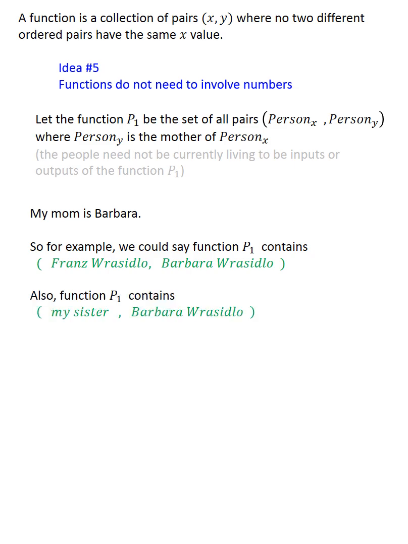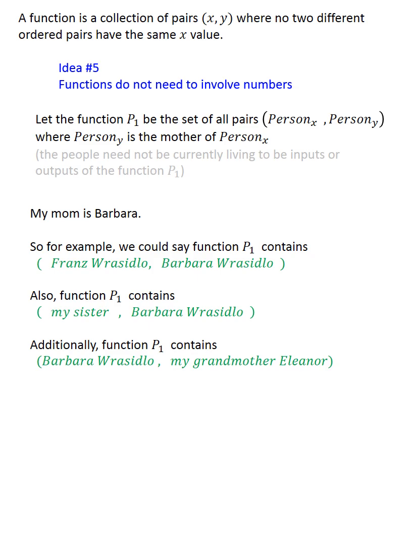But it also includes my sister, comma, Barbara Rasiedlo, since, of course, she's also the mother of my sister. And it also includes Barbara Rasiedlo, comma, my grandmother Eleanor, which is her mother. Pretty basic concept. This function illustrates that functions are pairs of things and don't actually have to have numbers whatsoever. It's worth noting that P1 is a finite function because it only has billions of ordered pairs, not an infinite number.